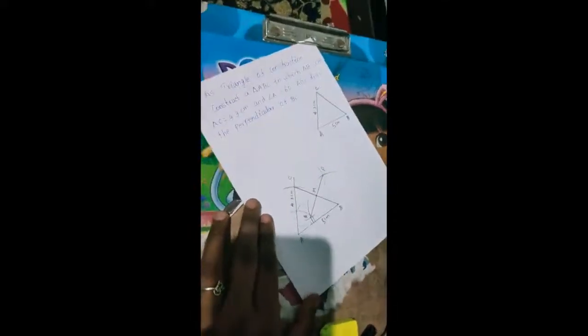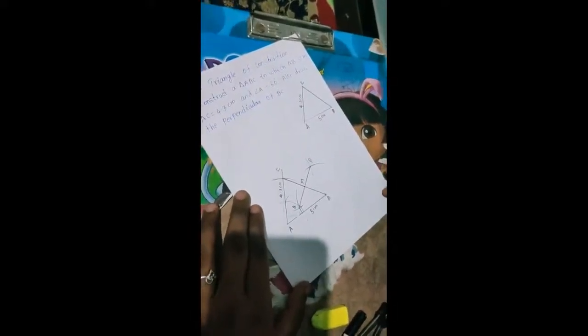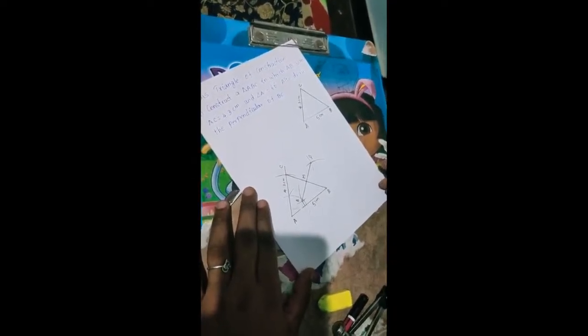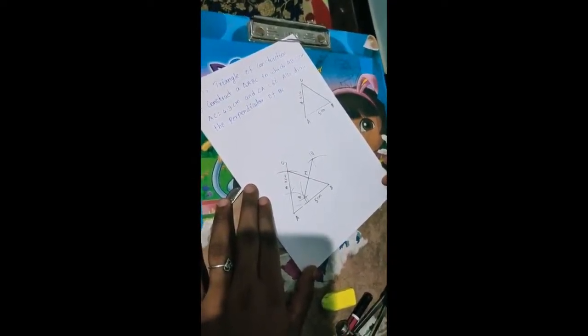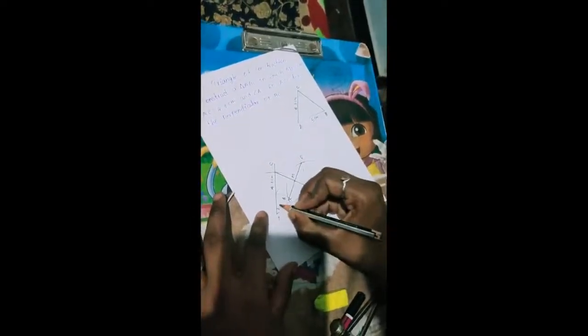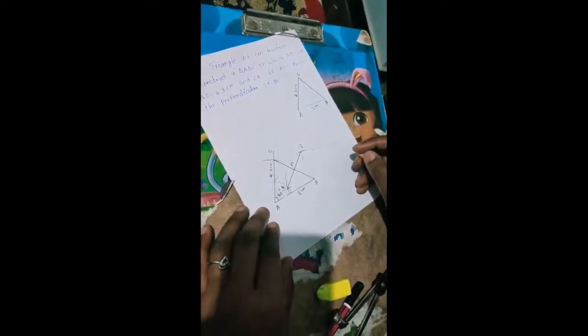So this is what SAS triangle construction is. Construct triangle ABC in which AB equal to 5 centimeter, AC equal to 4.3 centimeter and angle A equal to 60 degree. So we have to point out that 60 degree. Also draw the perpendicular bisector of BC. We got the midpoint M. So this is the triangle.